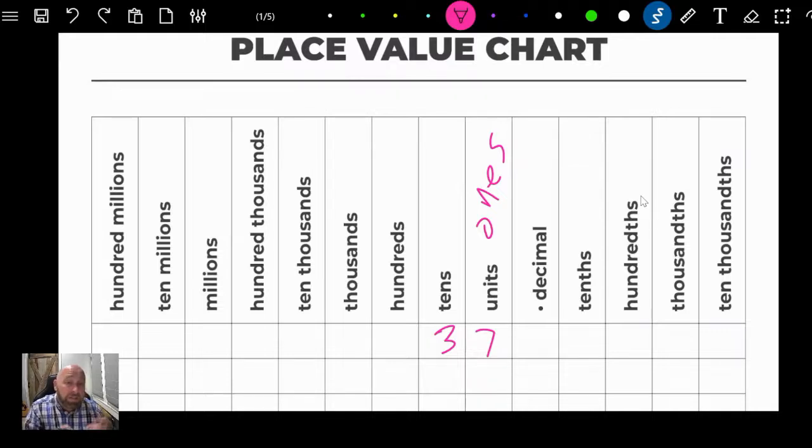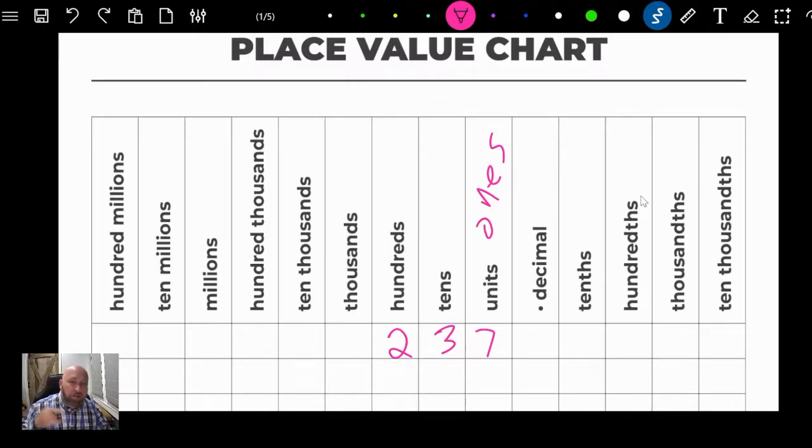Then I put something in the hundreds place. Let's put a 2 in the hundreds place. So now I have 2 hundreds, right? So 200, and I still have my 37 down there. So I have 237.